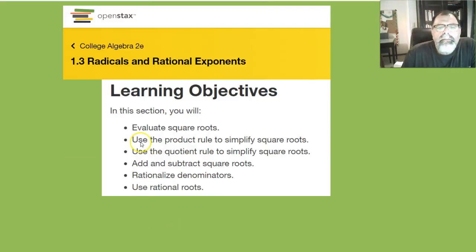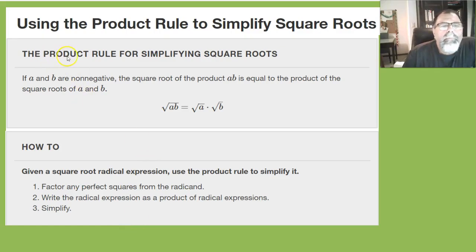Okay, on to the next learning objective. Use the product rule to simplify square roots. The product rule for simplifying square roots: if a and b are non-negative, the square root of the product AB is equal to the product of the square roots of a and b.